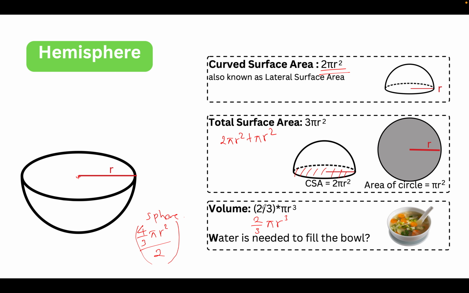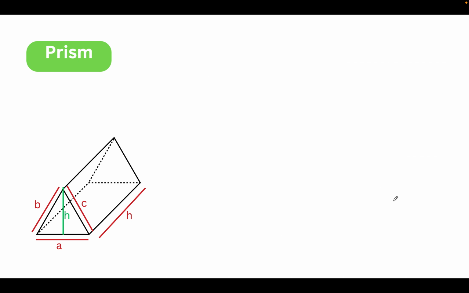And why do we need to learn about the volume of a hemisphere? It is to find out how much soup we can fit in a bowl. So this is about the curved surface area, total surface area, and volume of a hemisphere. Now moving on to prism.